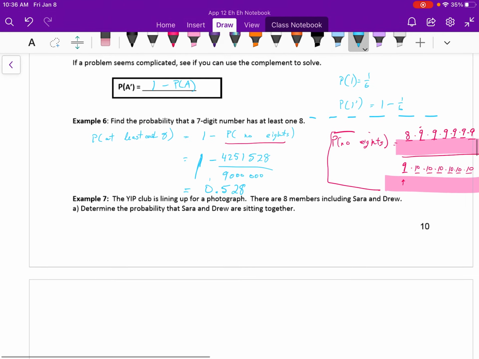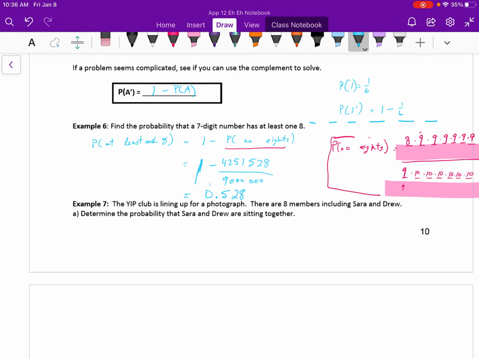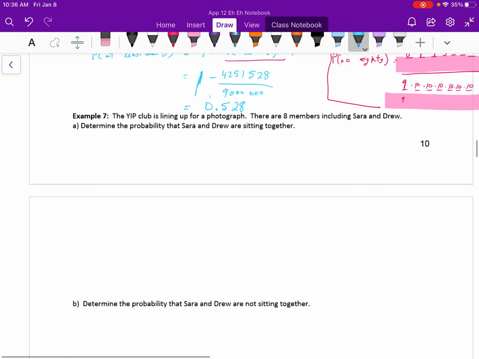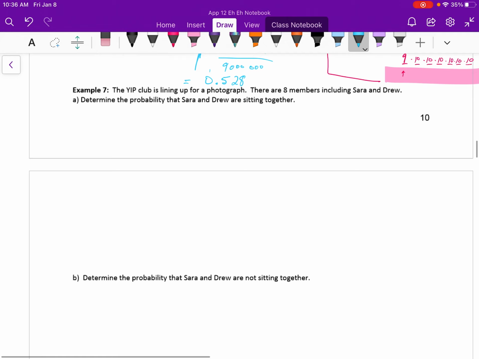Okay, example number 7. So just flip the question around, and maybe it's going to be easier. When I say flip, just look at the opposite or what's not included. And if that seems plausible, that's probably a way to go. The Yip Club is lining up for a photograph. There are 8 members, including Sarah and Drew. The probability of Sarah and Drew sitting together.